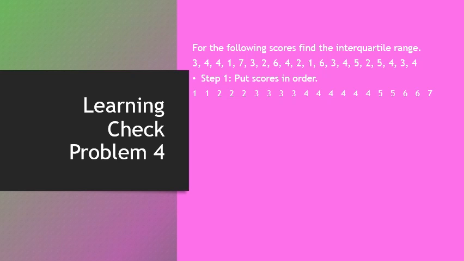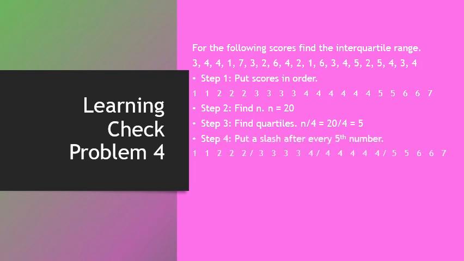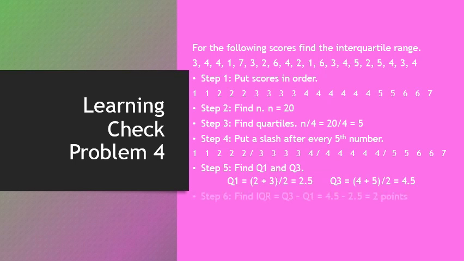Step 1, put the scores in order. Step 2, find n. How many are there? There's 20. Step 3, divide it into 4 quartiles. 20 divided by 4, that means there's 5 scores in each quartile. So put a slash after every fifth number. Find Q1 and Q3. Q1 is where the first slash is, and so you average 2 and 3 together and you get 2.5. Q3 is where the last slash is. So you average 4 and 5 and you get 4.5. Step 6, find the interquartile range. You just say Q3 minus Q1 and you get 2 points for this problem.